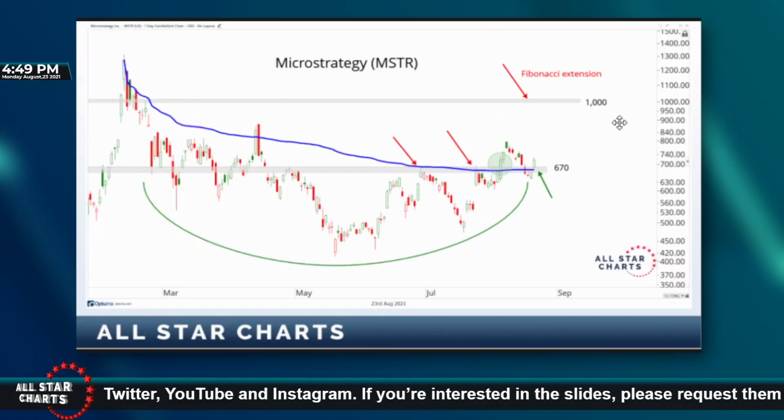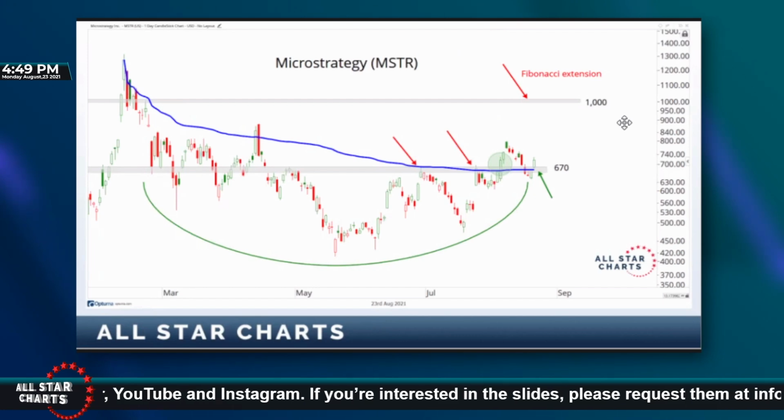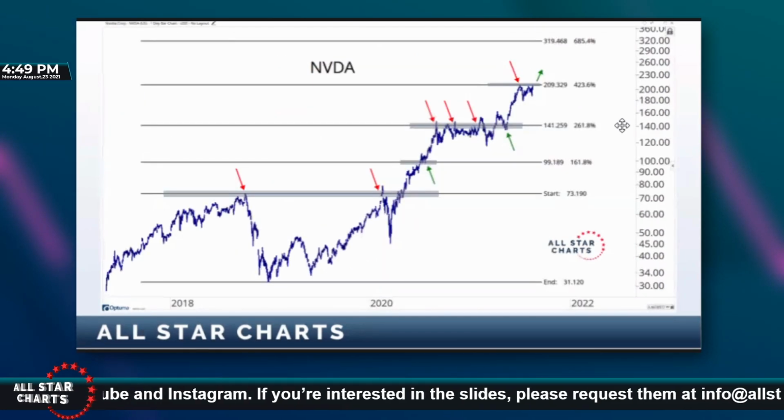670 is the level there. If we're below 670, leave it alone. Above that, I like it, along with a target of 1,000. And that's a key Fibonacci extension as well.